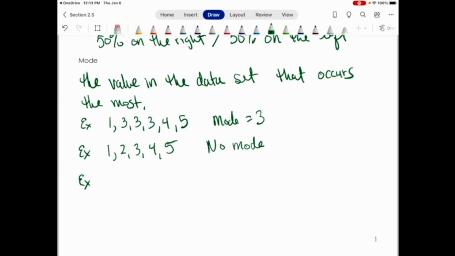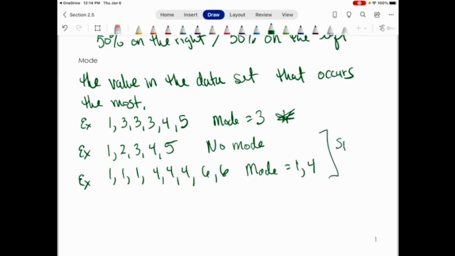And then the last special case is when you can have more than one mode. So let's say I gave you this data set. I have all of this listed out. I see that 1 and 4 both occur a lot compared to the other data values, but they both occur the same number of times. So in this case, I would say we have 2 modes. We would have 1 and 4. Usually you get the case where you have 1 mode, but these are special cases that can happen.